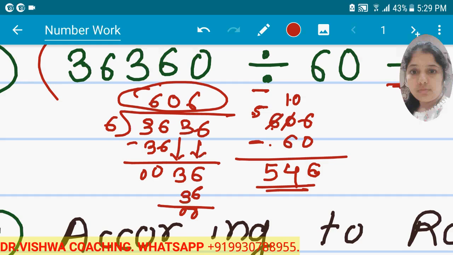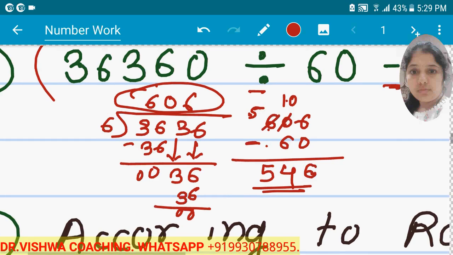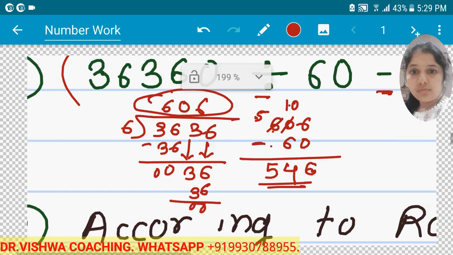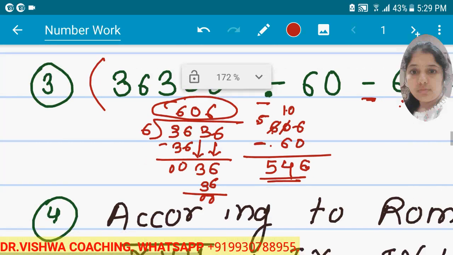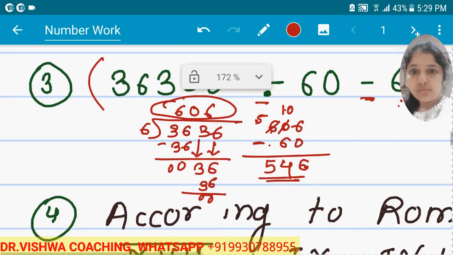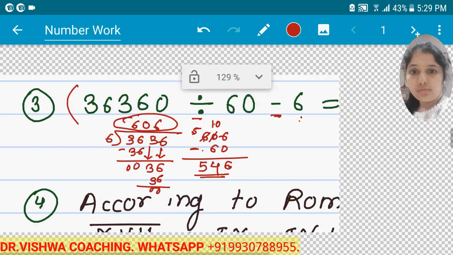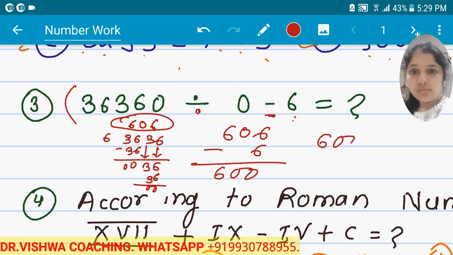One second. We have to subtract 6. Sorry, not 60. We have to subtract 6. The question got hidden. So 606 minus 6. So this is a simple one. No need to solve because 606 minus 6 is 600. So your answer is 600.